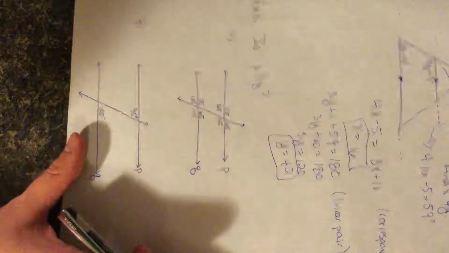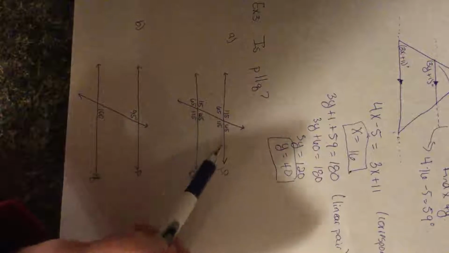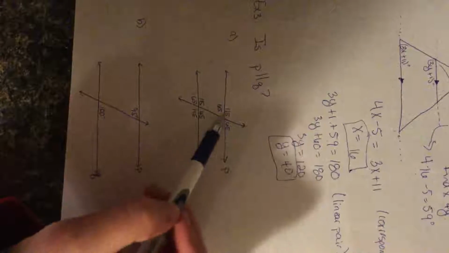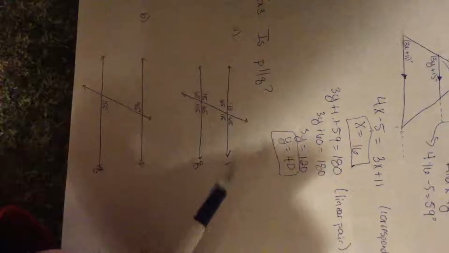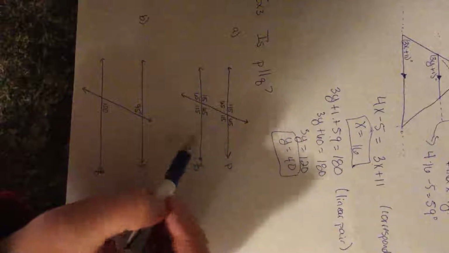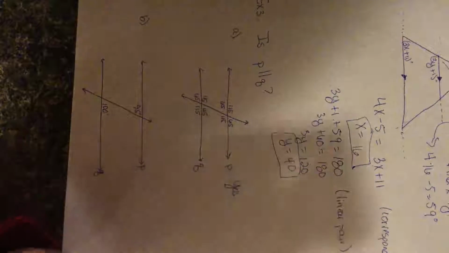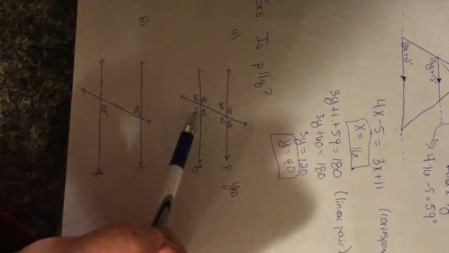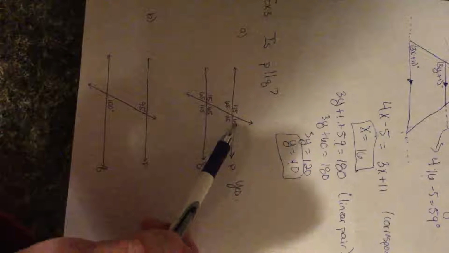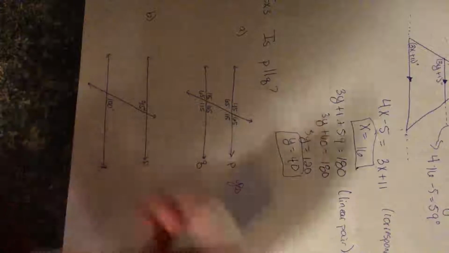For the last example, is P parallel to Q? That's the question. So it gives you this P and Q, and it's cut by a transversal. It tells you this is 115, this is 115, 65, 65, and so on and so forth. So the question is P parallel to Q? For this one, the answer would be yes. And the reason is your alternate exterior angles, so these are equal, these are equal. Your alternate interior angles, 65 and 65, 115, 115 are equal.